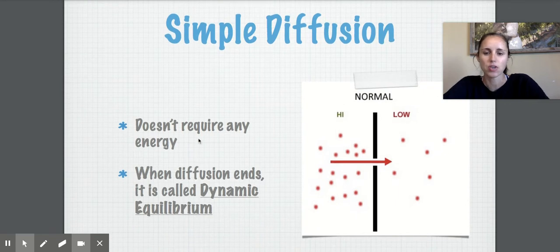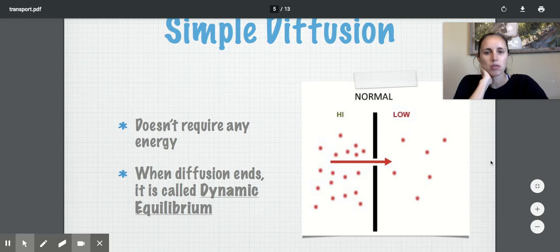Simple diffusion doesn't require any energy, and when it ends, it's called dynamic equilibrium. So dynamic equilibrium, we talk about this more actually in grade 12 chemistry. Dynamic means constantly moving, so you still have particles that are going to be moving across your membrane, but since the concentrations are equal and they're not going to be changing, we call it equilibrium. So when these concentrations are equal, this particle might move here at the exact same time that this particle moves here, but that doesn't change the overall concentration. So even though they're moving, the overall concentration is still going to be the same.